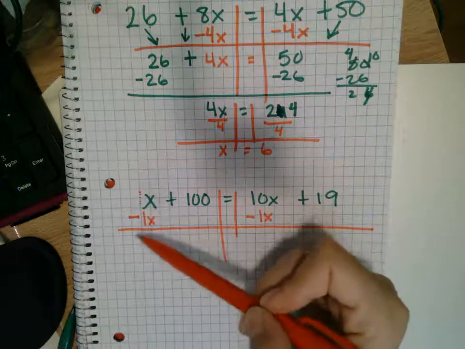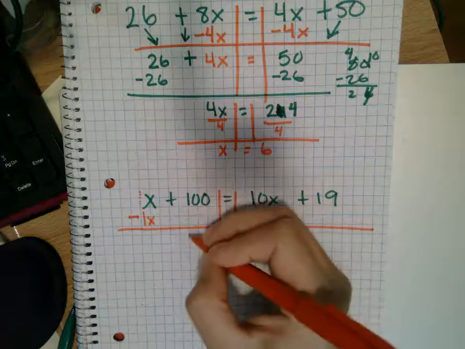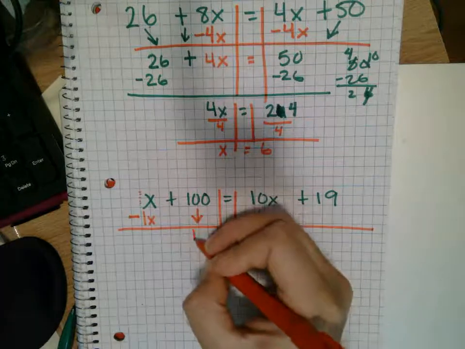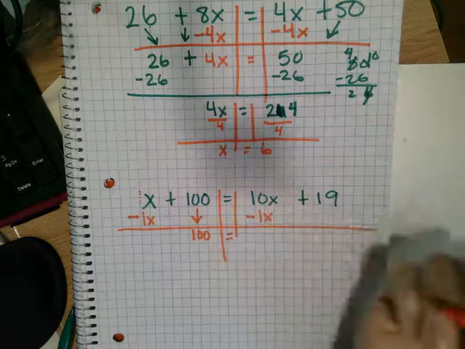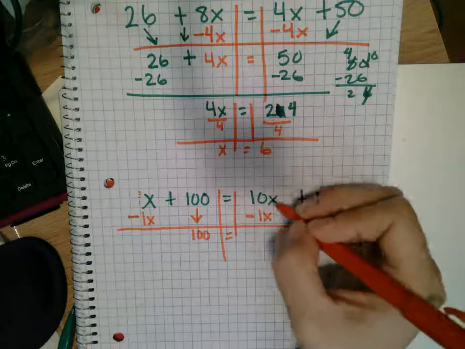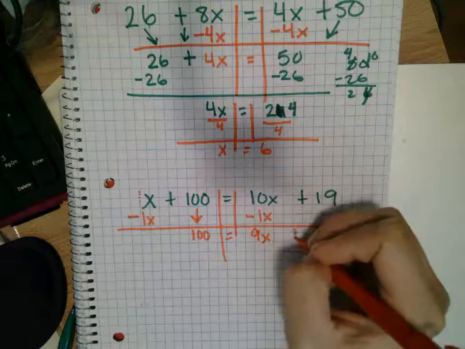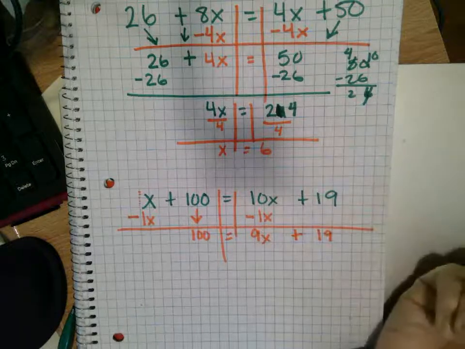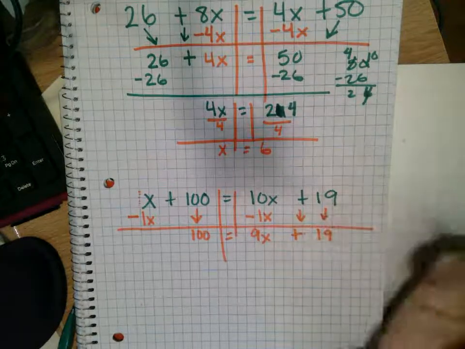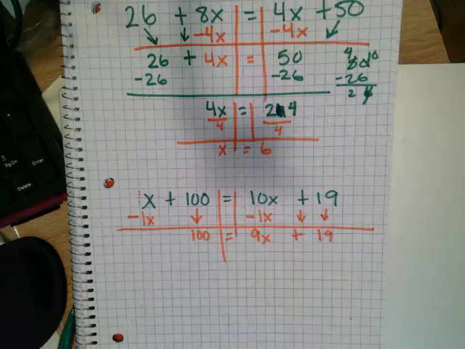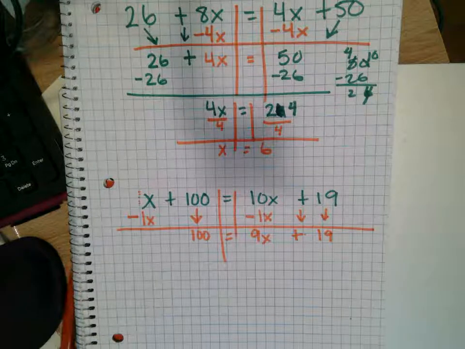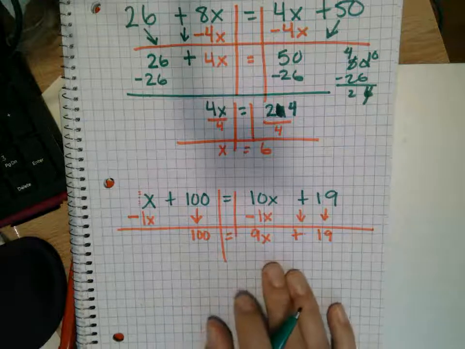This eliminates, you end up with 0. So if you want to do that right now, you just bring down the 100 equals. Then here I do the math. 10x minus 1x is 9x. Bring down the plus sign, bring down the plus 19. Right? Now you're left with a simple problem that we've been doing forever now. Hopefully this is now simple for you.